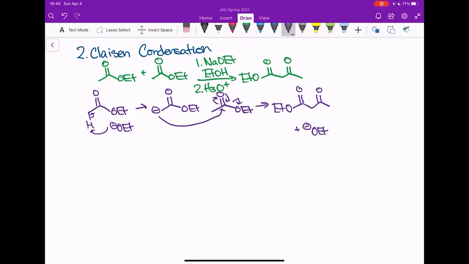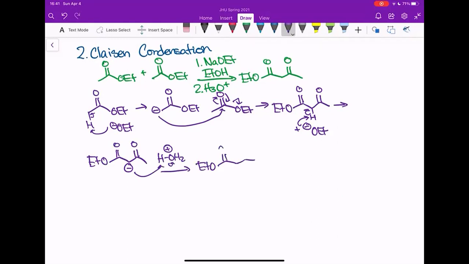So once I get to this step, I'm not done. I do have this acidic hydrogen right in the middle, and I have some negatively charged base that's lying around in solution. So the base is going to deprotonate that acidic position to give me another form. Okay, and so that's why I needed my second step to be an acid workup. So we'll go ahead and protonate that, and that will give me my final product.